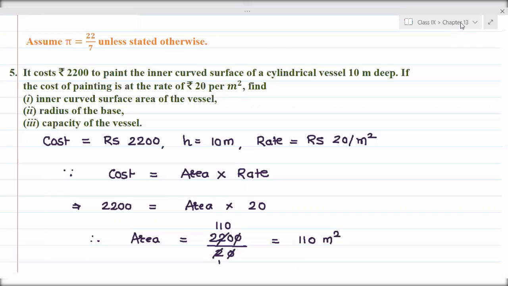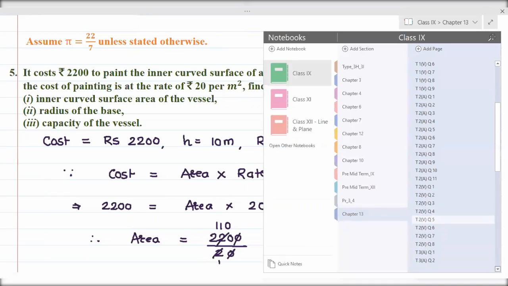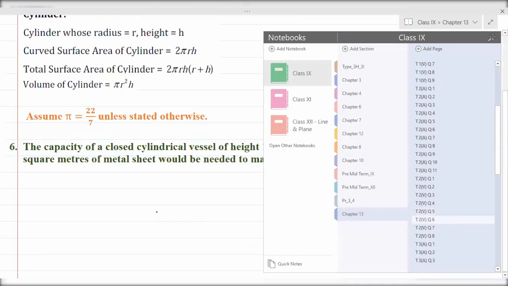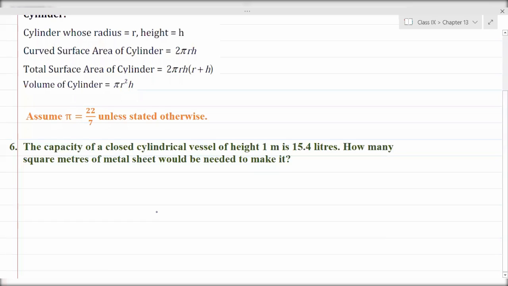Now let us see question number 6. In question number 6, see what is given to us. In the 6th question, we are given that the capacity of a closed cylindrical vessel of height 1 meter is 15.4 liter. How many square meter of metal sheet would be needed to make it? Means the area of the sheet we need to find out. Look at the words written over there. Square meter they are talking about. Okay, so square meter means they are asking the area.